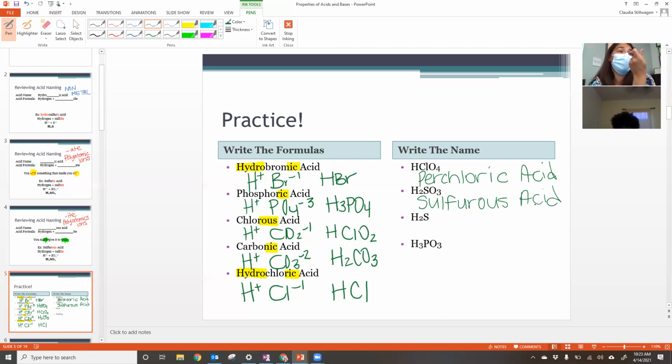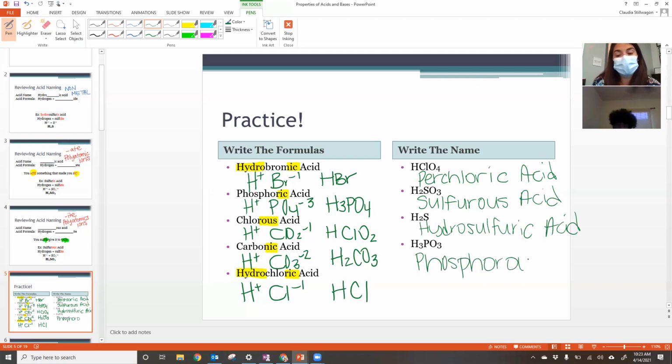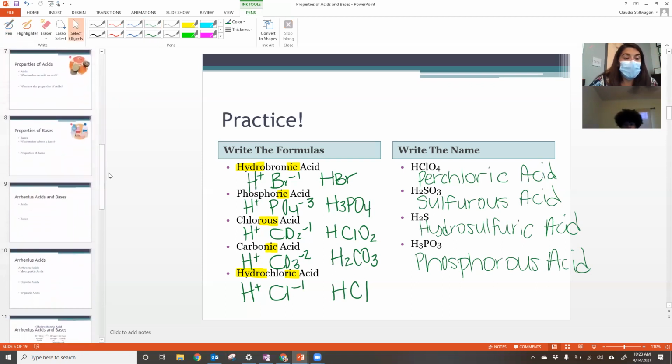H2S, that's just an S, right? There's no oxygens involved, okay? Just an S, so that's our nonmetal. So that's where we're going to use hydrosulfuric acid. And then PO3 is phosphite. You might give it to us. Phosphorous acid. Again, if you wrote phosphorus, give yourself credit. Okay? All right, so hopefully we feel good about that. But I did want to take time to retouch on it.